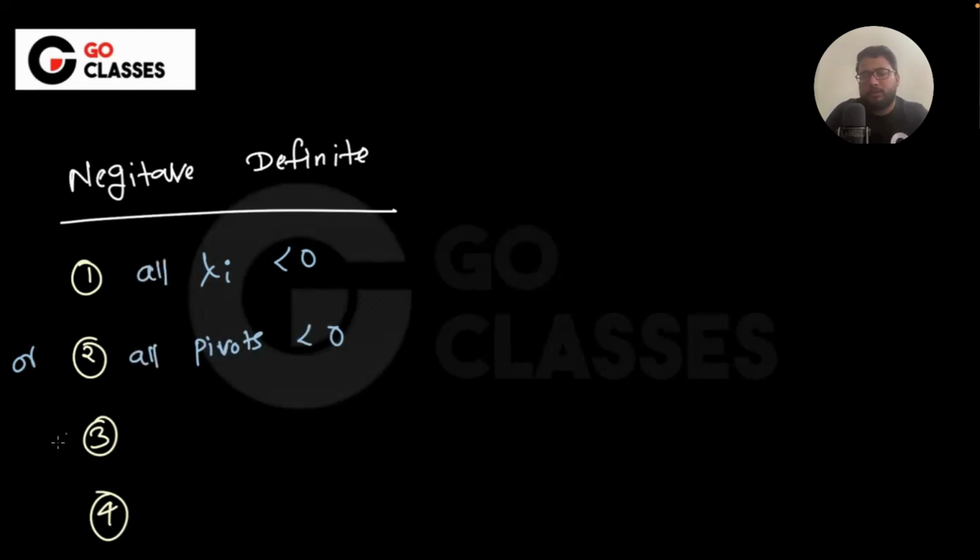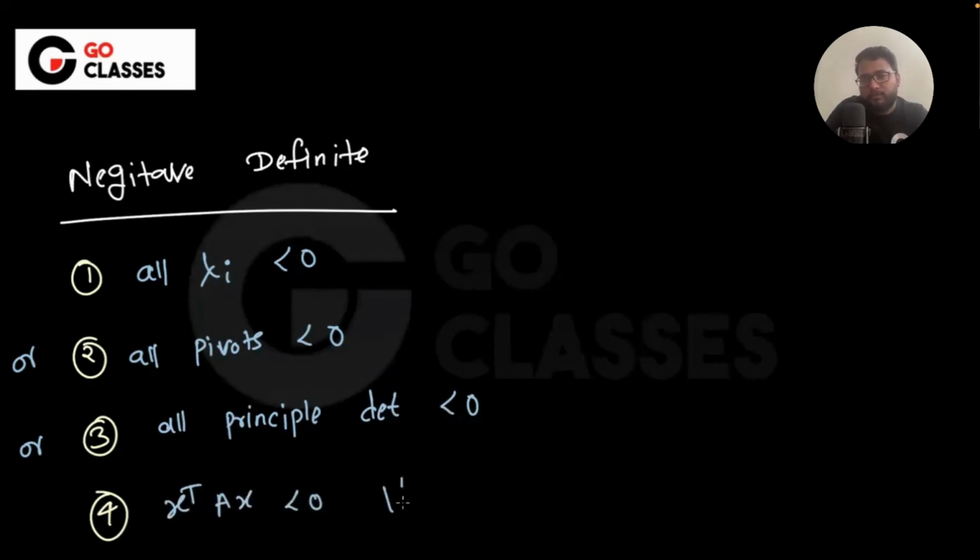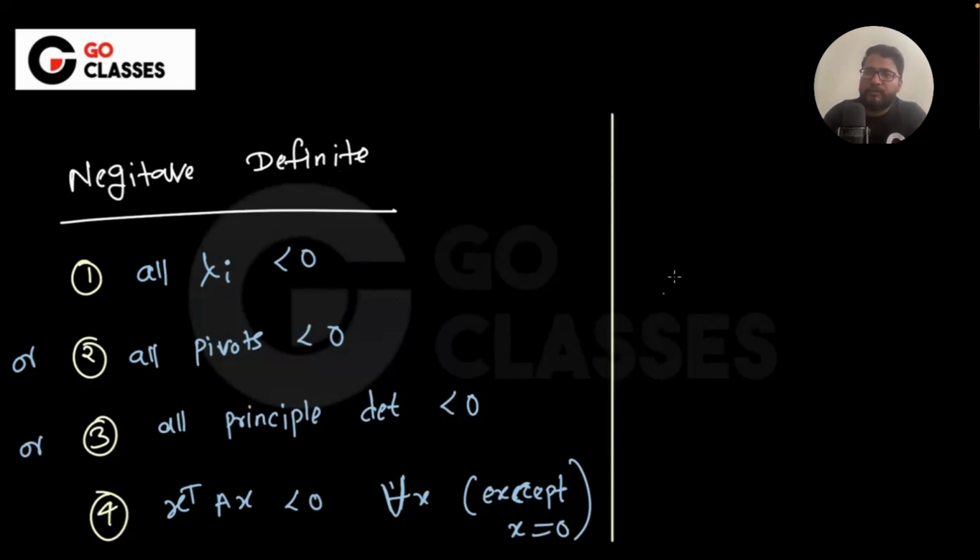All eigenvalues are less than 0. Or I can say all principal determinants are less than 0. Or I can say X transpose AX is less than 0 for all X. Okay, so this is the definition of negative definite. This is just a follow-up definition. Here, instead of positive, they have negative. That's all. Obviously, if we have positive definite, then you can also have the definition for negative.